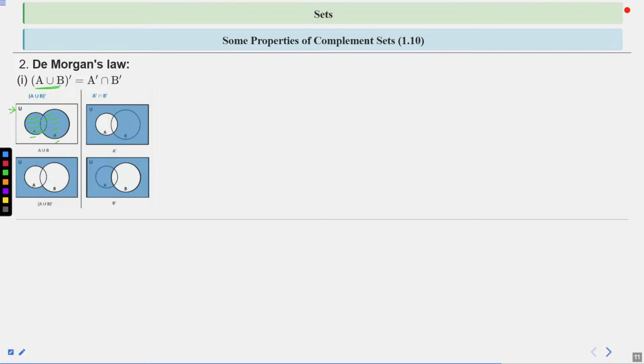Now, what you have to do is find out the complement, meaning you have to collect the elements which belong to the universal set but do not lie in this blue part area. So what you have to do is simply shade the remaining area. Clear? And the shaded area will be your required thing, which is A union B whole complement.